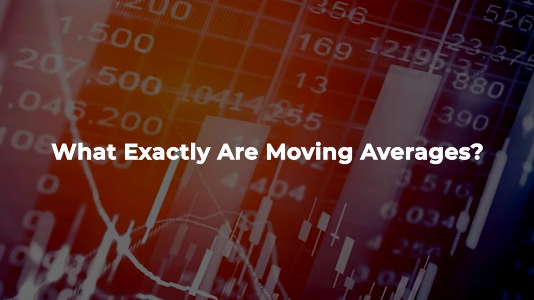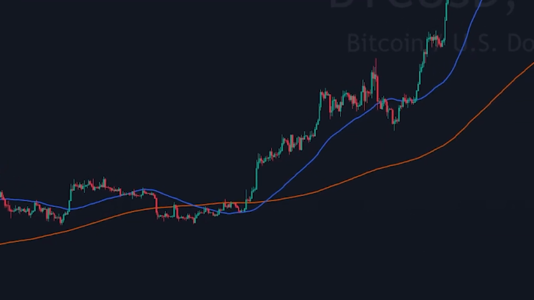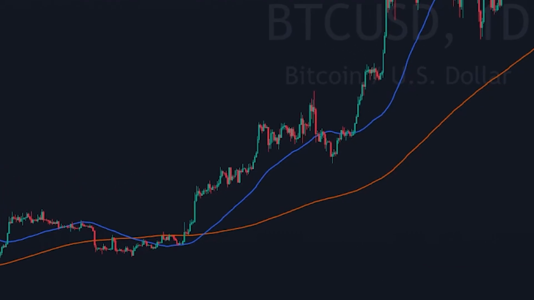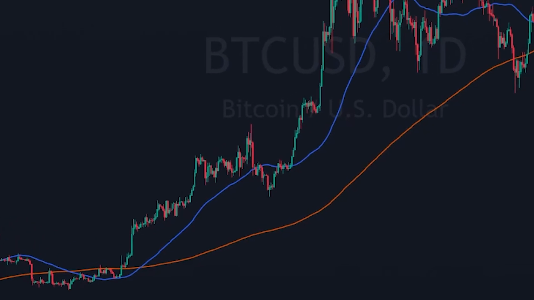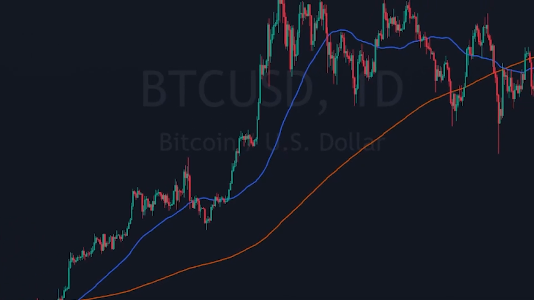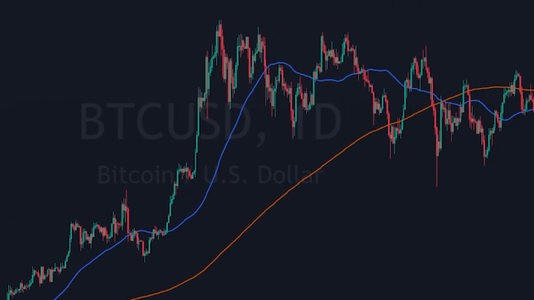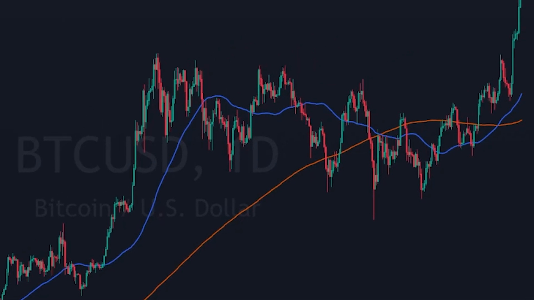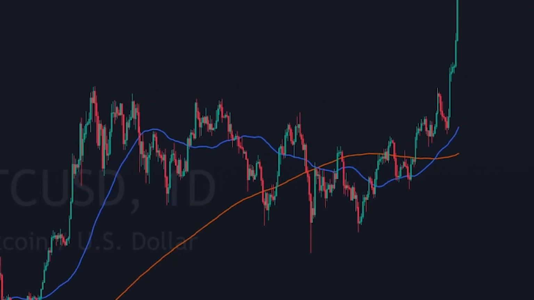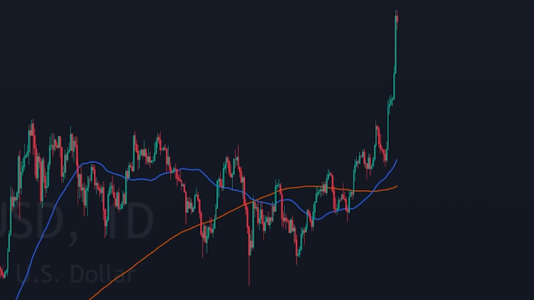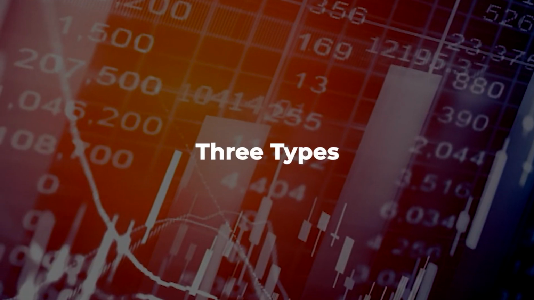Alright, so what exactly are moving averages? At their core, moving averages are indicators that take the average price of an asset over a specific period and plot it on a chart. They help smooth out short-term price fluctuations so you can focus on the overall direction of the market instead of getting distracted by every small move. There are three types of moving averages that traders use.